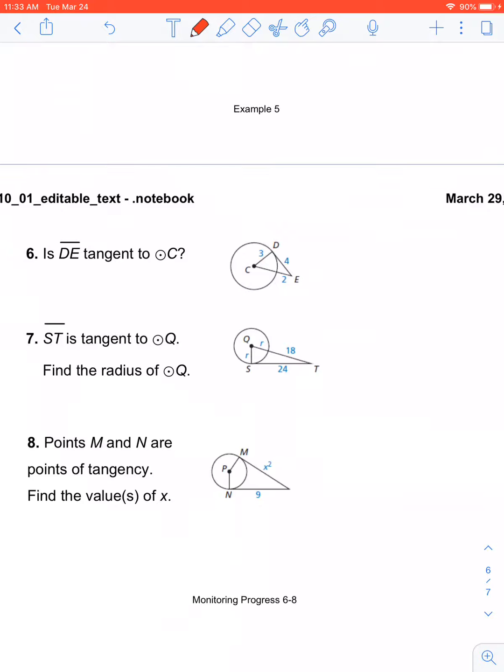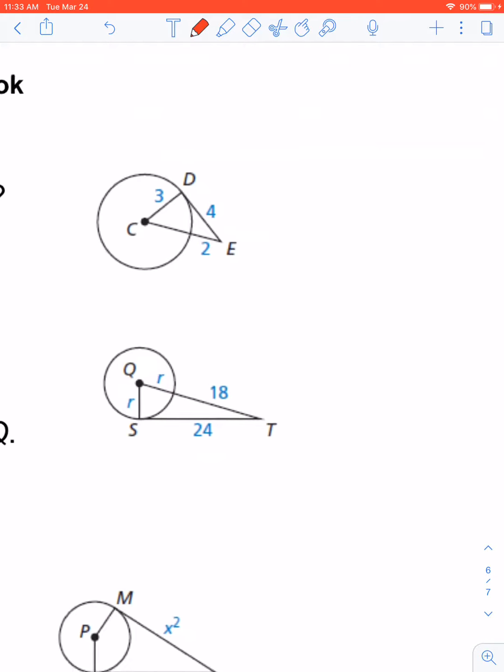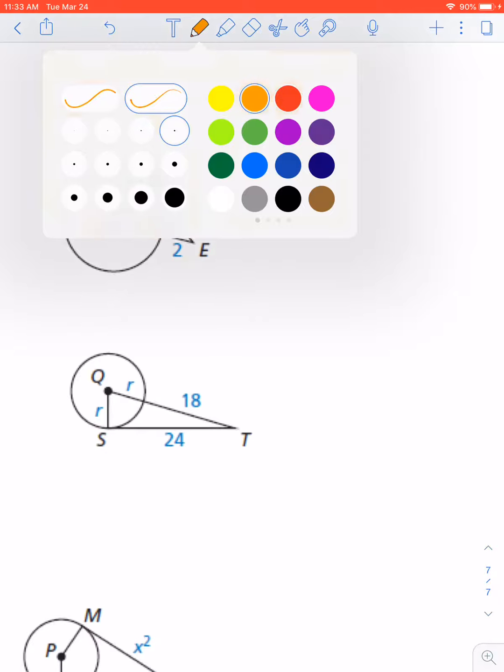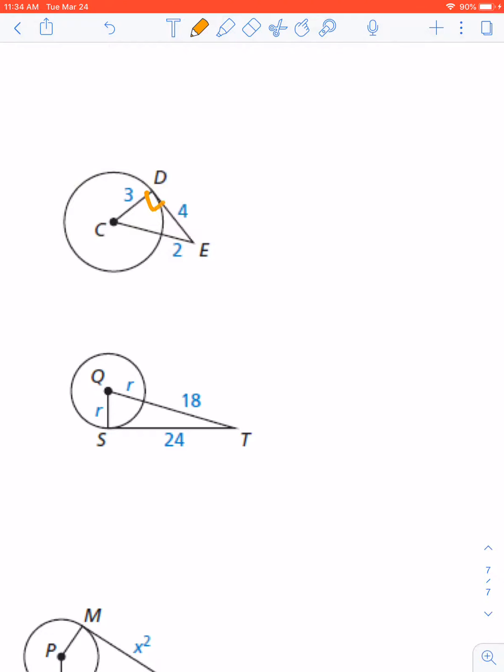Okay, I like 6. 6 is a little bit tricky. Is DE tangent to circle C? All right, so let's look at this. If it is tangent, that means we have to have a right angle there. And if that is a right angle, then it should satisfy Pythagorean theorem. Well, 3 is one leg, 4 is another leg, but be careful on your hypotenuse. The hypotenuse is from C to E.